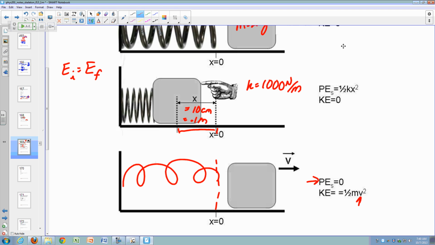The initial energy is all caught up in what type of energy? It's all in potential energy. And the final energy is all in what? It's all kinetic energy. So there is no kinetic energy initially, and there is no potential energy finally. So I just say the elastic potential energy initially equals the final kinetic energy. So that's 1/2 kx squared equals 1/2 mv squared. My halves cancel. That's 1,000 times 0.1 squared.